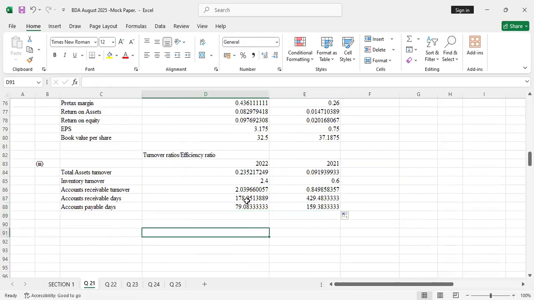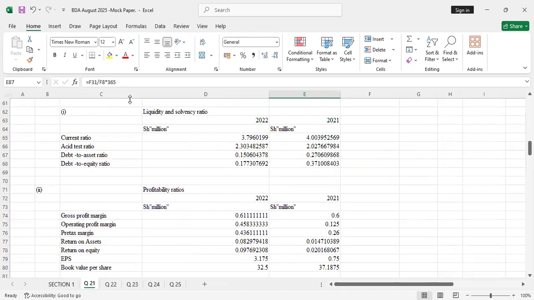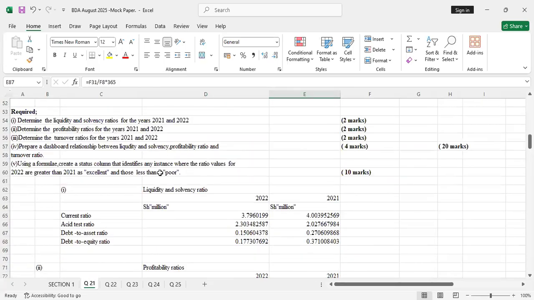These days, you can decide to leave them that way for accuracy purposes, or you reduce the decimals. But I'll advise that you leave them at this point. No one will penalize you. So those are the turnover ratios, also called efficiency ratios, that we are supposed to calculate.